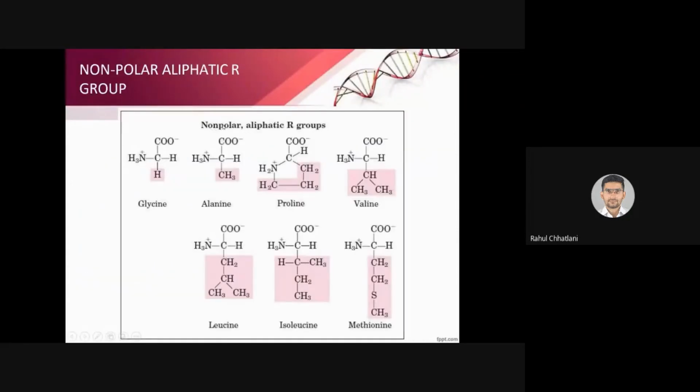So these are the non-polar or aliphatic R groups: leucine, isoleucine and methionine. You might have heard such amino acids already in your 11th and 12th. You might have seen a table with all the 20, but no need to remember all 20. Remember an example of one each of the R groups. Yes, non-polar: leucine, isoleucine, methionine.